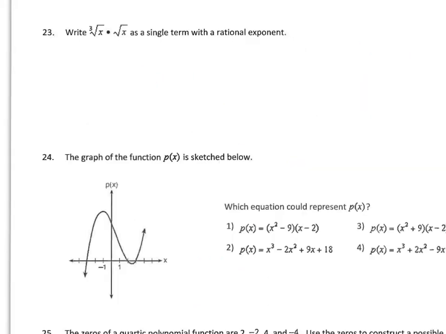Okay, so number 23 wants us to rewrite this as a single term with a rational exponent. So rational just means fractional. Now, if you have two separate terms and you want to be able to combine these into a single term, we want to get them out of radical form. So this right here is the cube root of x to the 1st power. Even though we don't see it, there's really a little 1 right there. So if we were to use power over root, we could rewrite this as x to the 1/3 power.